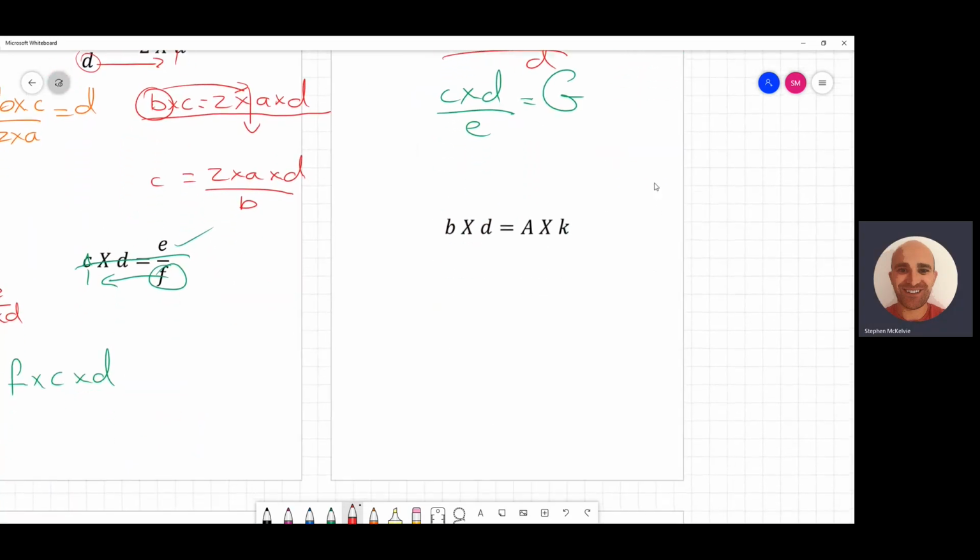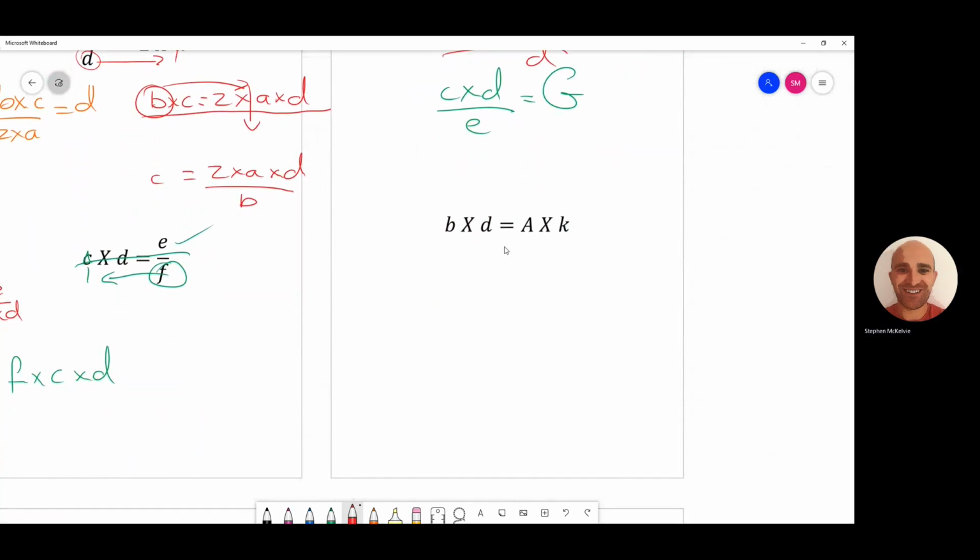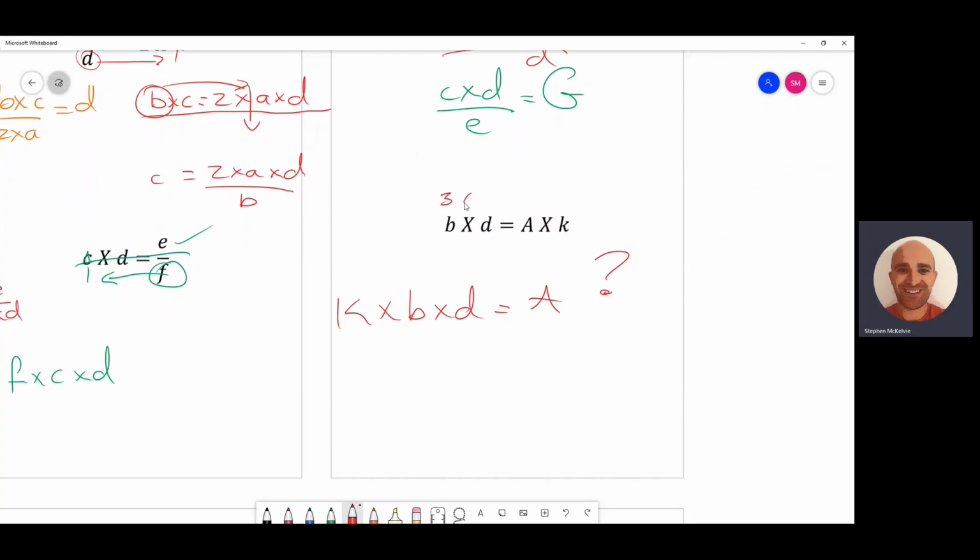B times D equals A times K. Now what I'm going to do here is I'm just going to do this: K times B times D is equal to A. Is that right? Well, I'm going to put some numbers in. I'm going to do 3 times 4 is equal to 6 times 2. So B is 3, D is 4, A is 6, K is 2.